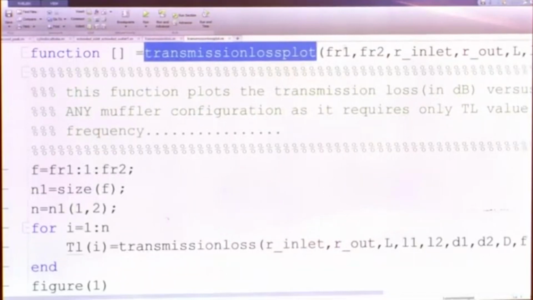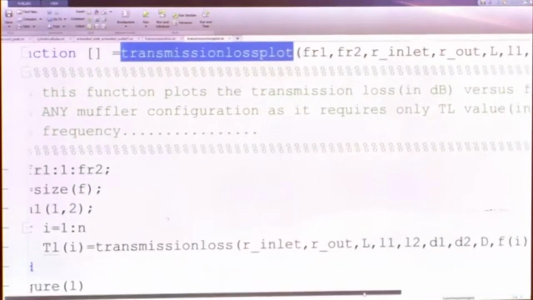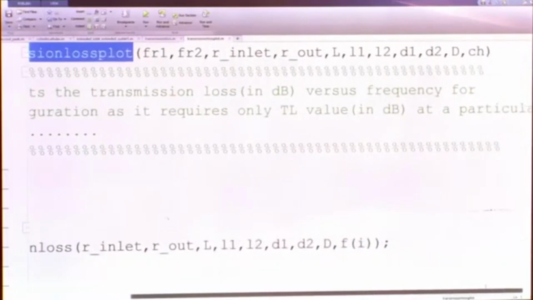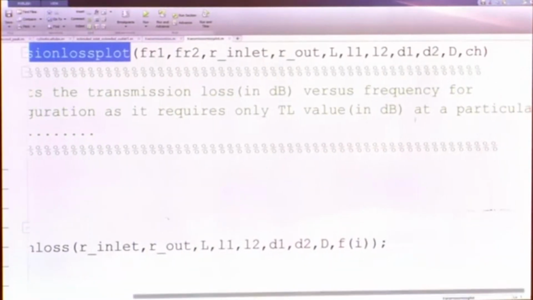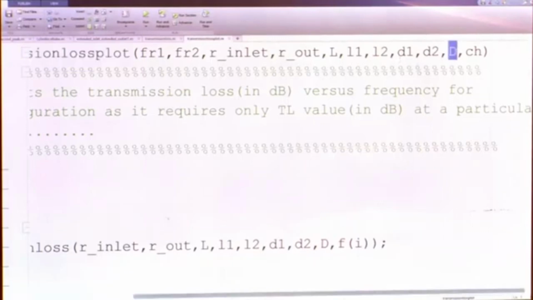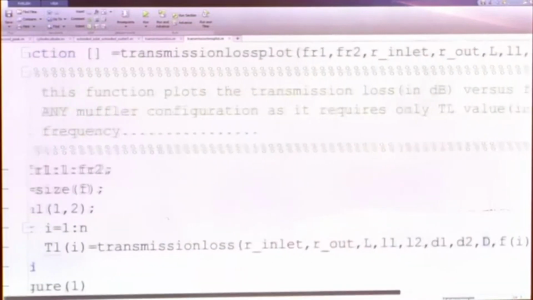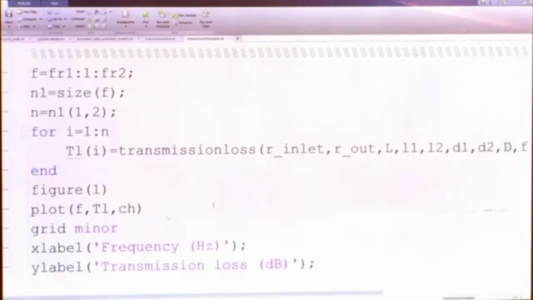It takes parameters: the upper and the lower limit of frequency, inlet and outlet pipe diameters, that is your port diameters or radius, I am sorry, length of the chamber, length of the extension at the inlet, that at the outlet, and I guess D1 and D2 are pretty much the same as inlet and outlet respectively. D is the chamber diameter. So, basically by suitably setting all this, we can get the transmission loss plot.